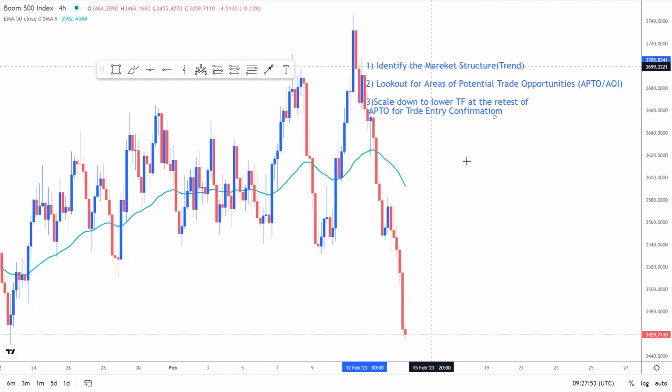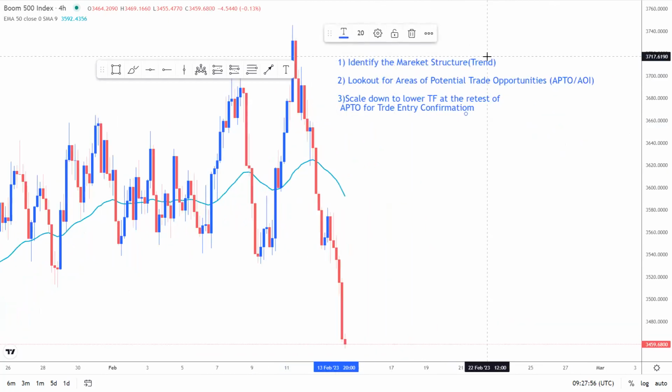Firstly, you want to identify the market structure, which is the dominant trend, preferably from the higher time frames: the weekly, the daily, and then the 4-hourly time frames. For me personally, those are the time frames I use for identifying the market structure. Anything below the 4-hourly is used for something different.